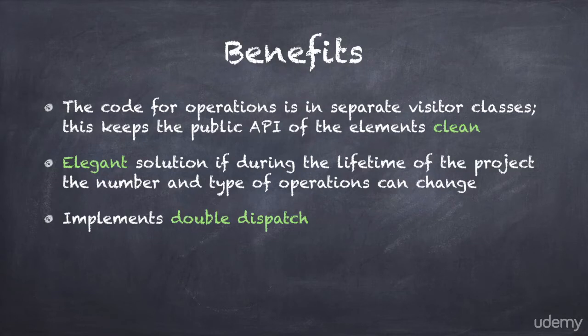The pattern also implements double dispatch in an elegant way. By combining polymorphism and virtual method overloading, the pattern can run specific code for every unique combination of element and visitor type. Without the pattern, you would have to use a type check for the second dispatch, and this is less efficient.